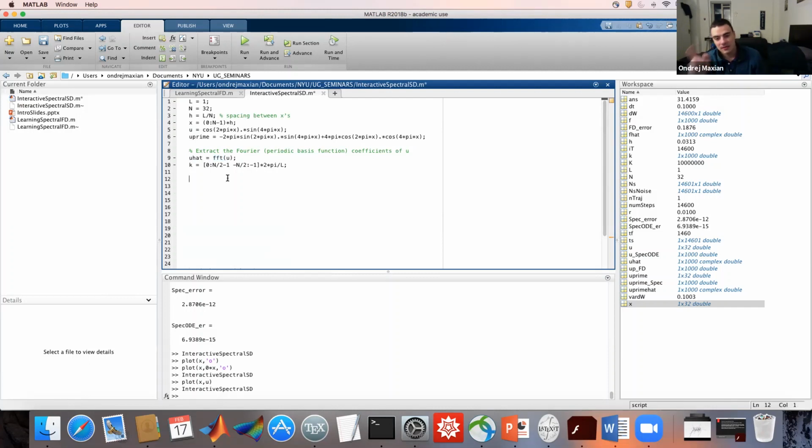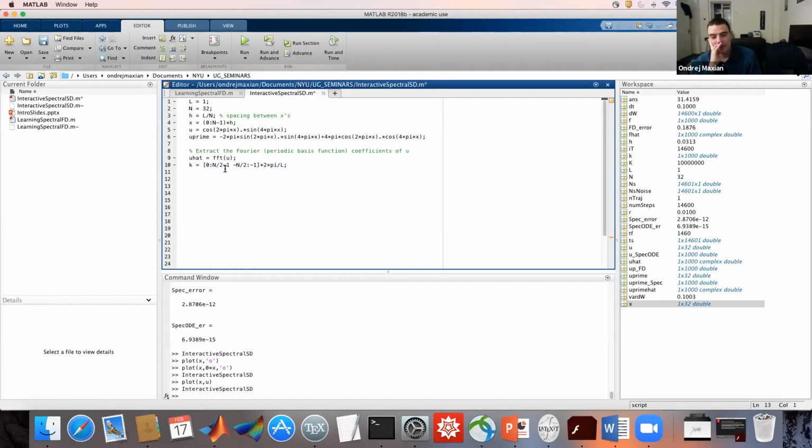But now when I take the derivative, I have to multiply by i times k. So in order to do that, I define these wave numbers here. And they're exactly what I wrote down, but they're in a different order. Remember we said that k sub n was 2 pi n over L. So it's 2 pi over L, and then I multiply by integers.